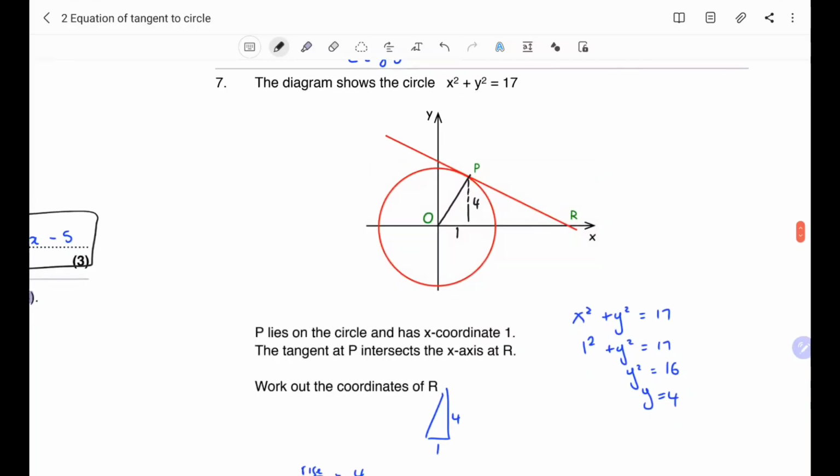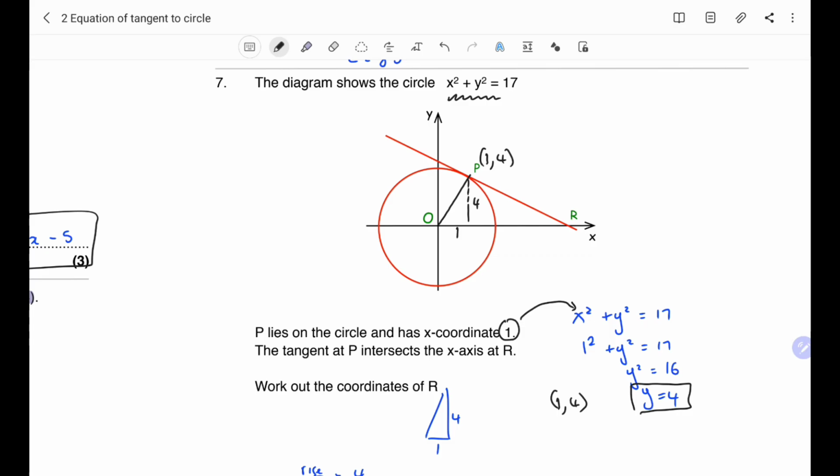Question 7. The question has the equation and has the diagram. It says point P lies on the circle and it only tells us the x coordinate, so we need to work out the y coordinate. So plug in x is equal to 1 into x squared plus y squared equals 17. And you'll see that the y coordinate is 4. So that means that point P is 1, 4.